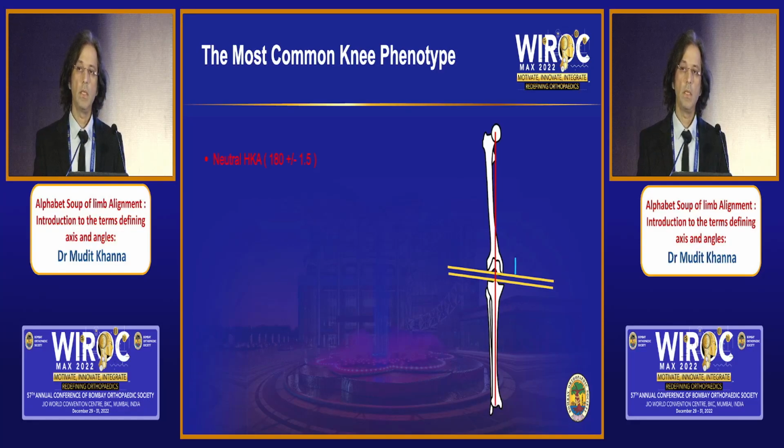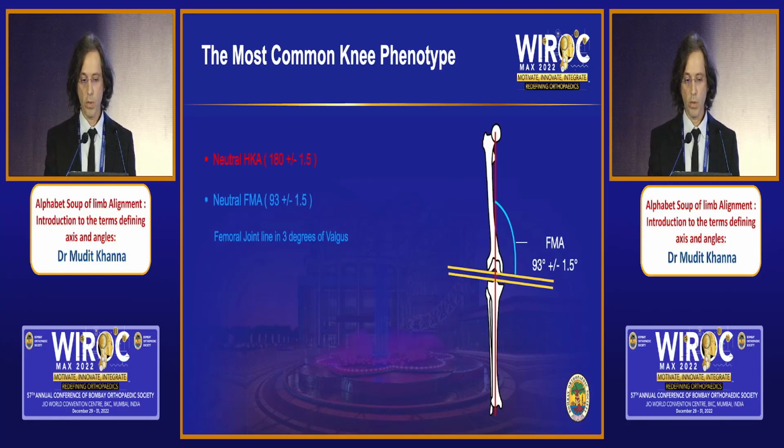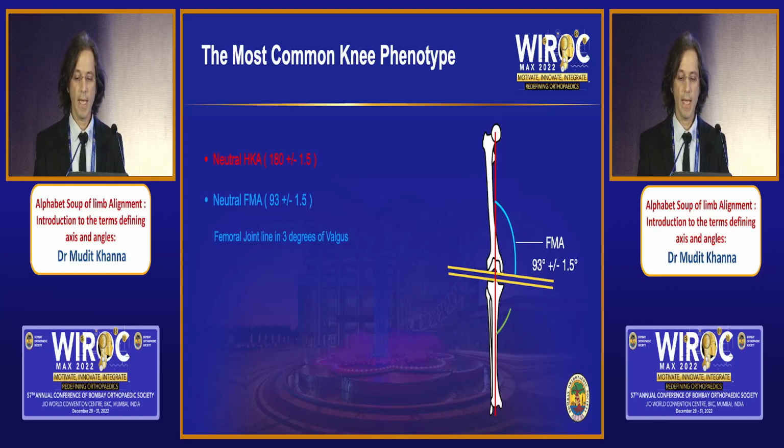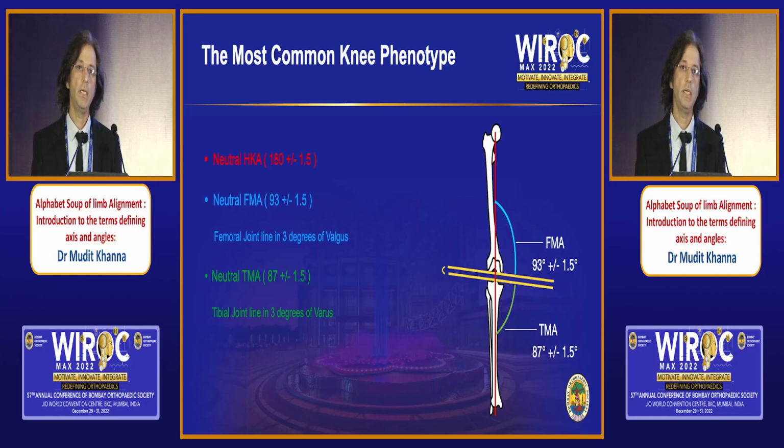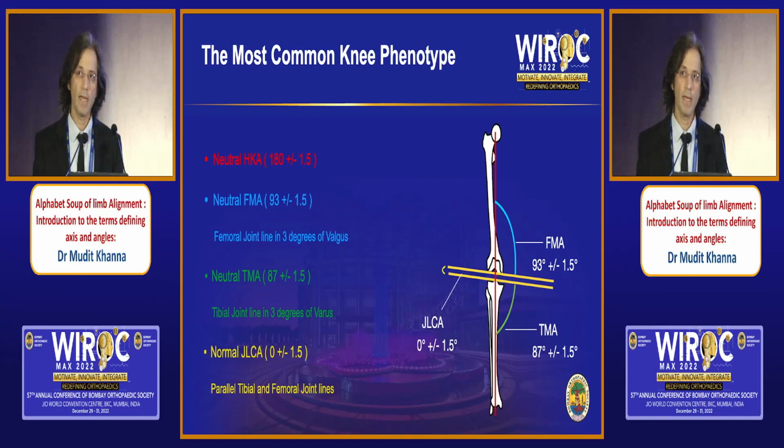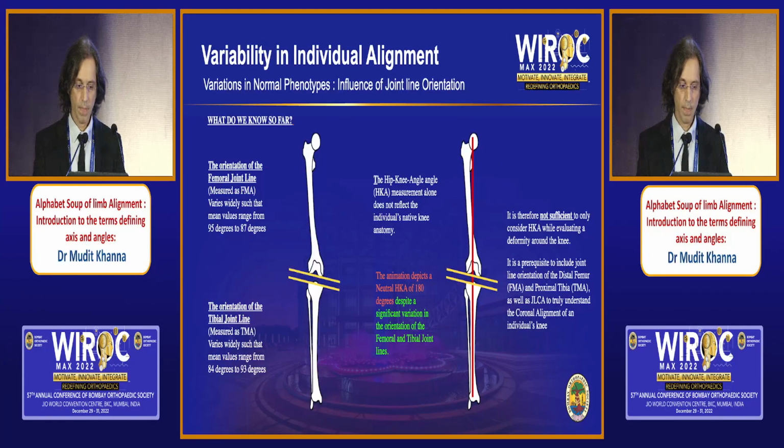Now this is the most common knee phenotype. By definition, it has an FMA of 93 degrees, which essentially means the same thing in the sense that the joint line is sloping 3 degrees into valgus for the femur. So the FMA becomes 93 degrees, the tibial mechanical angle of about 87 plus minus 1.5, 87 because again the tibial joint line is sloping 3 degrees into varus, and the JLCA of 0 because the joint lines are parallel to each other.